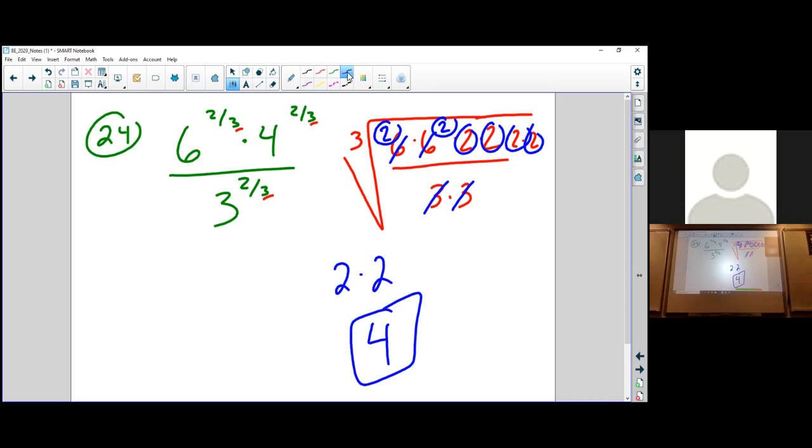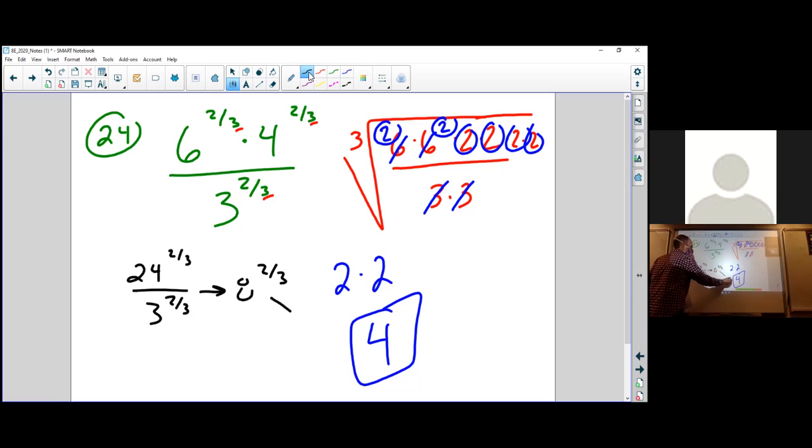Could you do it since they all have the same exponent? Could you do 24 to the 2/3 power over 3 to the 2/3 power? And then you'd get 8 to the 2/3 power if you divide it. And that'd still be 4. So I could do 24 to the 2/3 over 3 to the 2/3, and that would give me 8 to the 2/3. And then the third root of 8 is 2, and then 2 squared is 4. Oh, yeah. I love it.